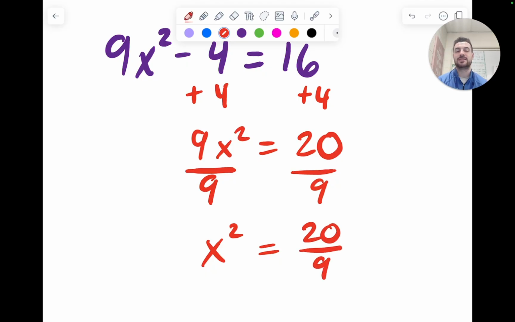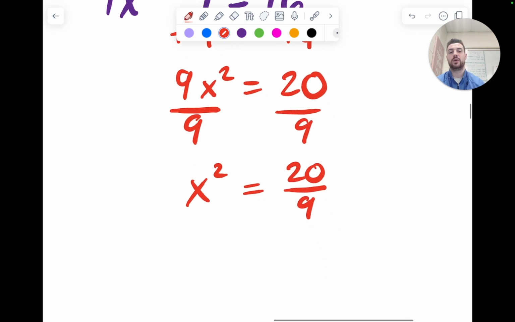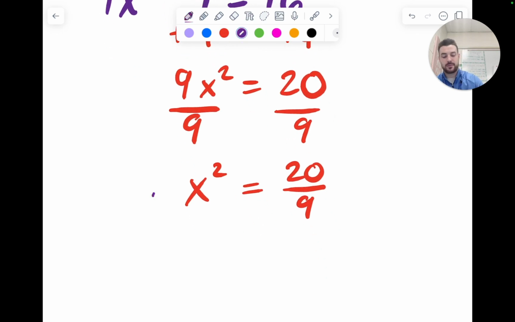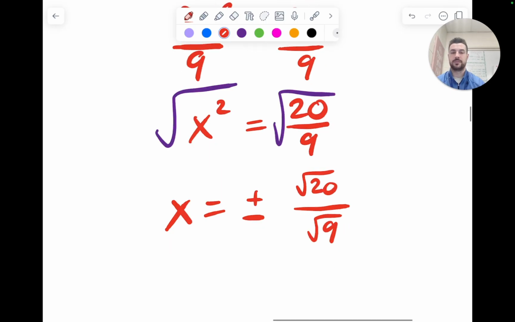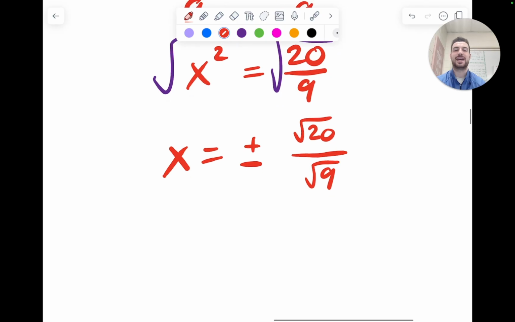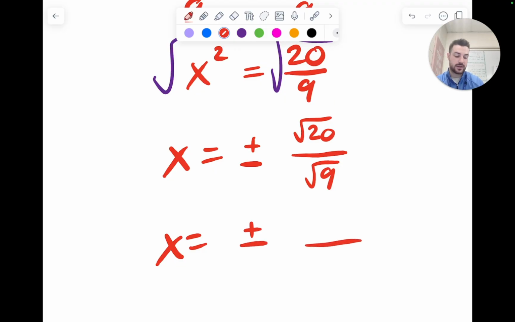Now that's not going to simplify for us, so we're going to leave it the way that it is. And my last step is going to be to take the square root. Now taking the square root of a fraction is going to be challenging for some of us, but essentially what we do is we take the square root of the numerator divided by the square root of the denominator. We don't typically like to have square roots in our denominator, and luckily for us, the square root of 9 is just 3. So we've got the plus and the minus in front.